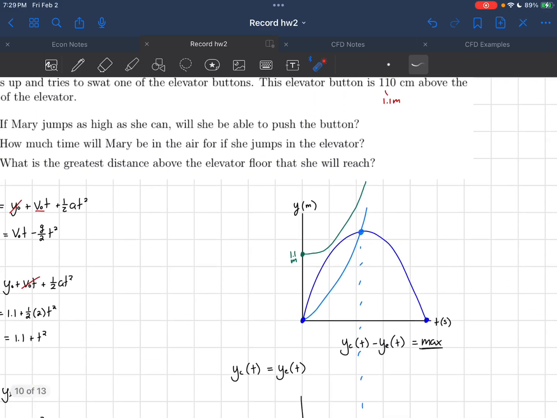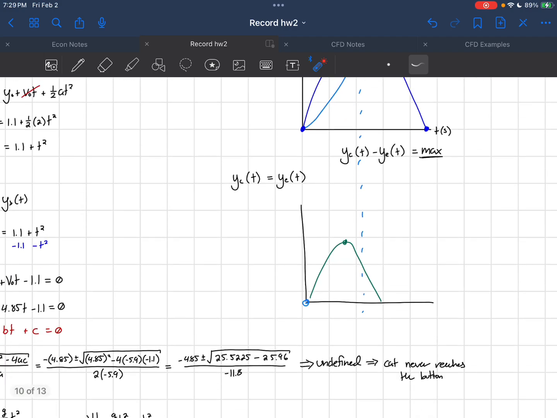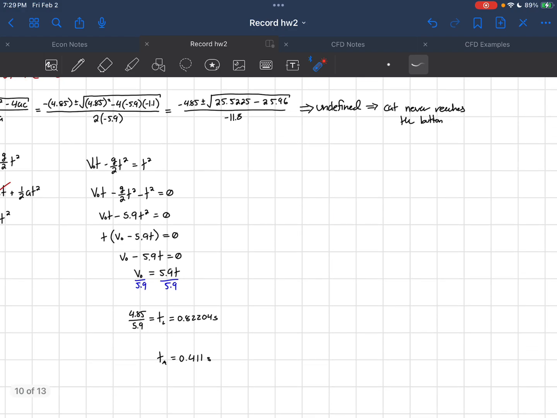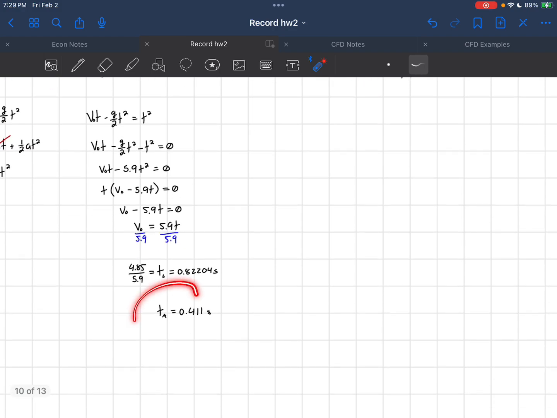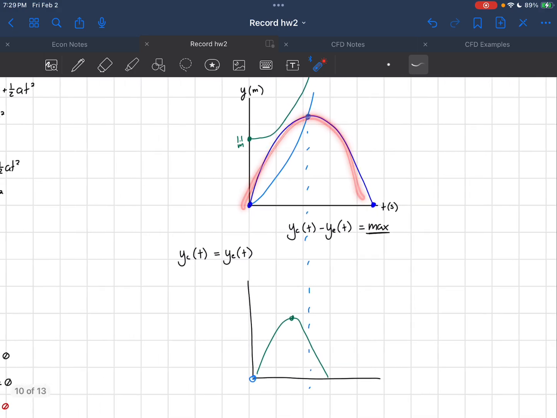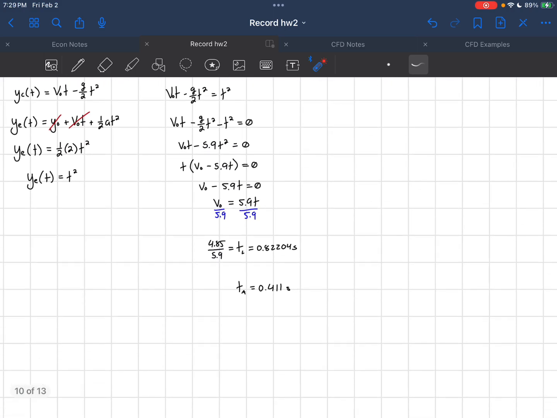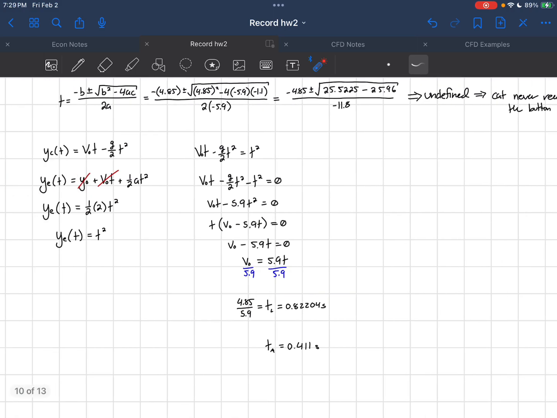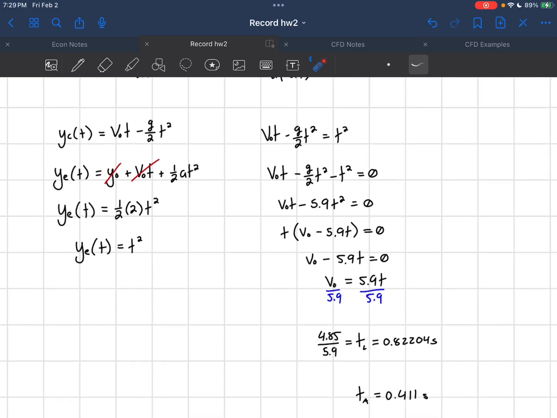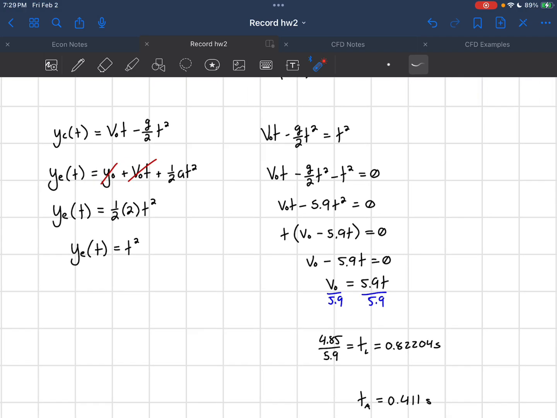So if I'm trying to find her maximum height above the elevator floor, I want to find yc minus ye, or the position of the cat relative to the elevator floor, at the time where she's at the apex of that height, but not the apex of her original jump, the apex of this new kind of relative jump. So all we have to do is take this equation, because remember we said that it's just the pieces put together, right? My position of the cat is right here, minus the position of the elevator.